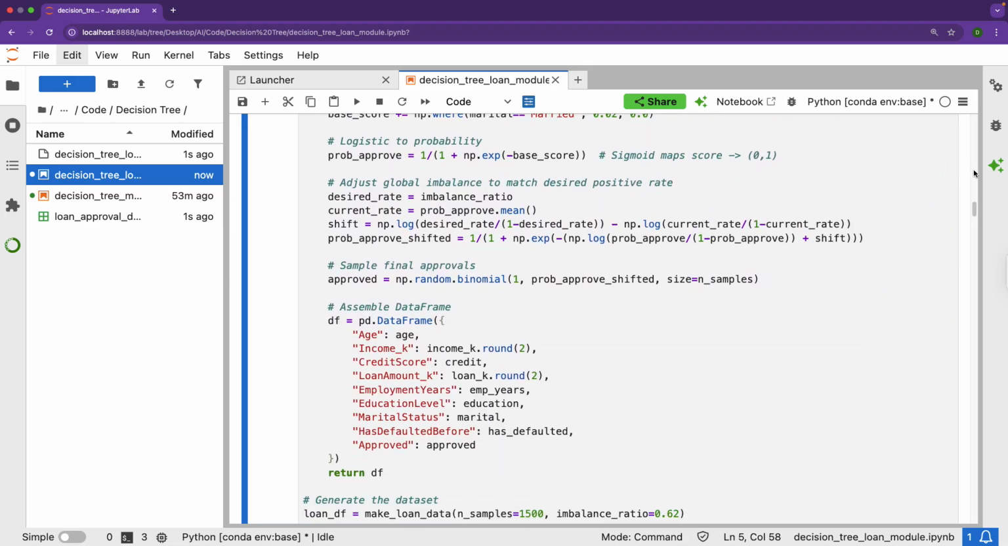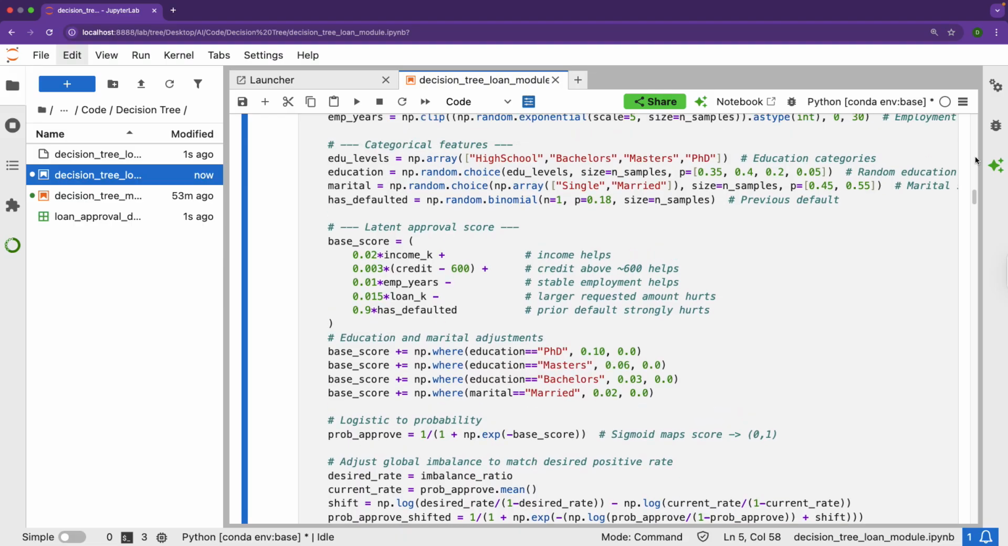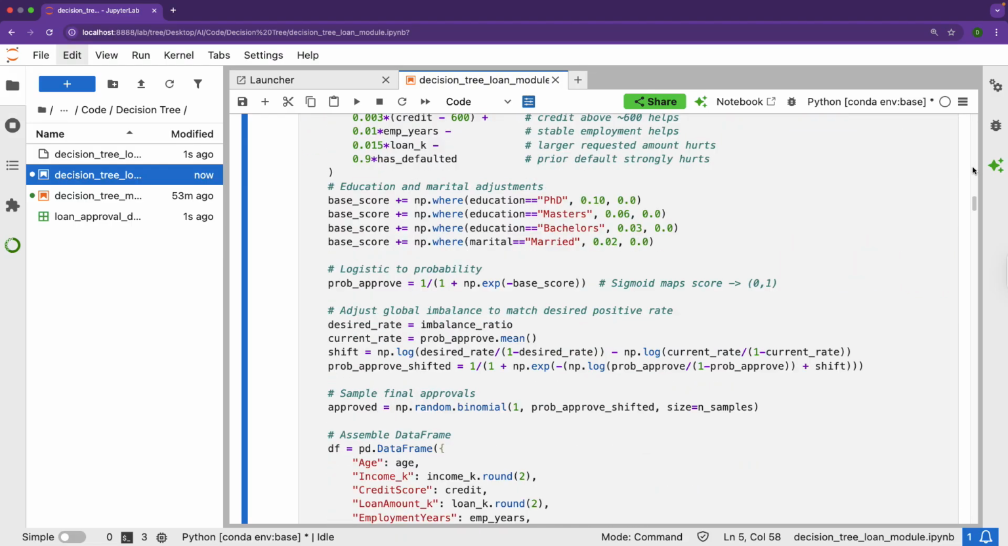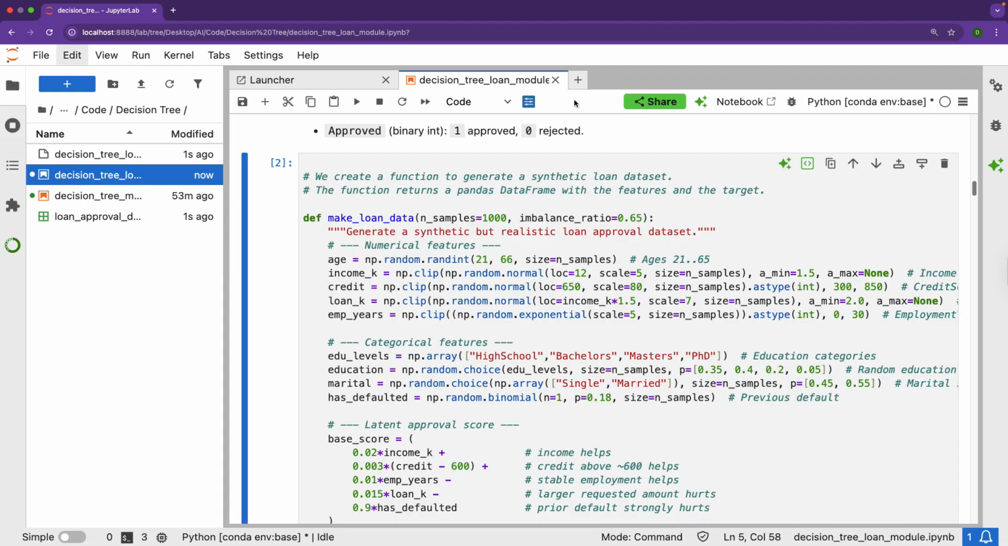So this whole area is just to generate the data set. Nothing else is there, right? And when we generated the data set, how many samples did we put here? 1,000 samples, right? And the data set is generated like this.